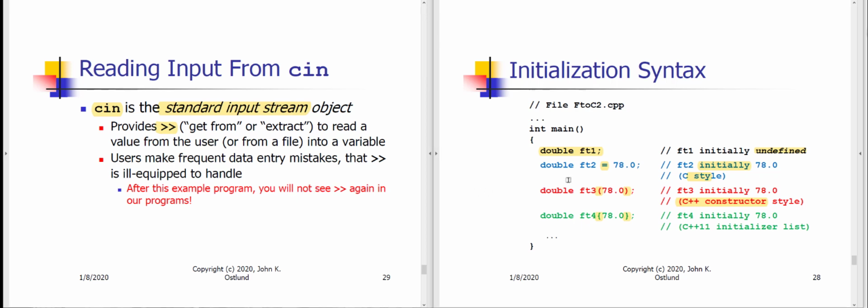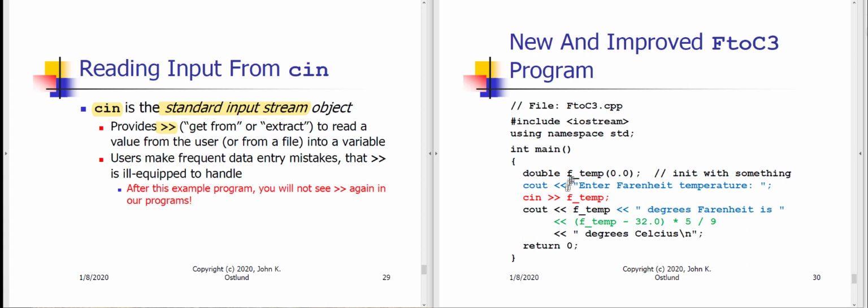Here's an example on slide 30 where I have declared and initialized a double variable named ftemp in my main function. Then I'm using cout to display a prompt to the user, enter Fahrenheit temperature.